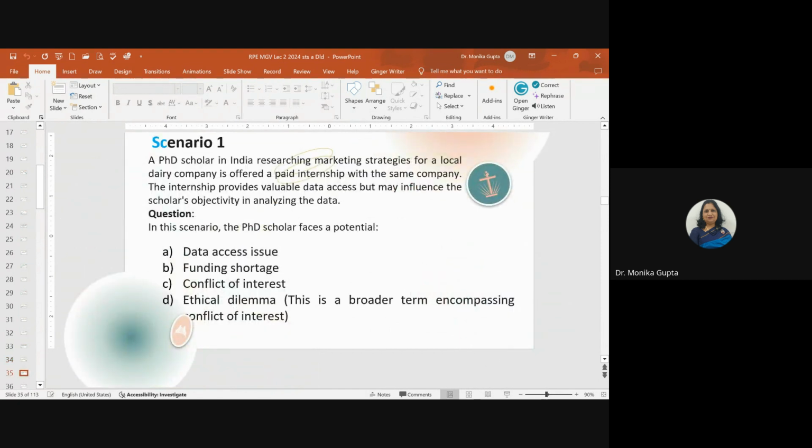So a PhD scholar in India researching marketing strategies for a local dairy company is offered a paid internship with the same company. The internship provides valuable data access but may influence the scholar's objectivity in analyzing the data. In this scenario, the scholar faces a potential data access issue, funding shortage, conflicts of interest, and ethical dilemma. So, according to you, what is the right option? Yes, C, please. Conflict of interest.